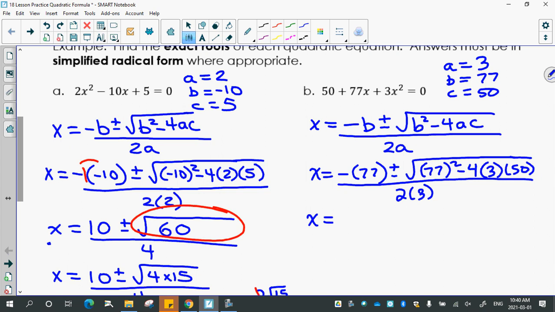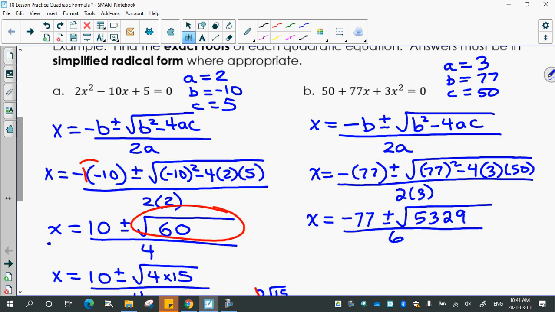So negative 1 times 77 is just negative 77 plus or minus, and now you want to get that number under the square root sign. So it's going to be 77 squared minus 4 times 3 times 50, 5,329, all over 6. Make sure you can get the 5,329 under your square root sign, sorry, off from your calculator.